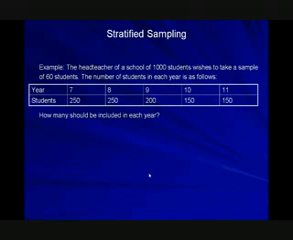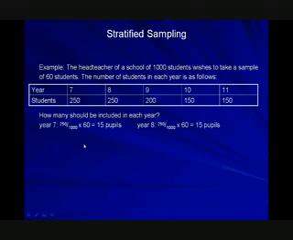Let's look at another question. This is an exam question. The head teacher of a school of 1,000 students wishes to take a sample of 60 students. The number of students in each year group is as follows. How many students should be included in each year in the sample? So you need to remember the formula. Number in each category divided by total number times sample size.